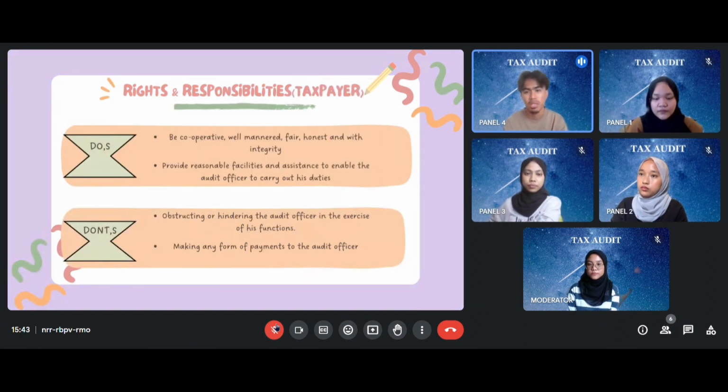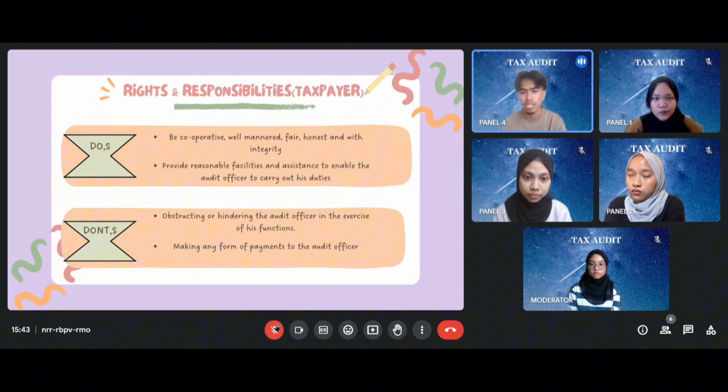Next, the right and responsibilities for taxpayer. First one, taxpayer must be cooperative, well-mannered, fair, honest, and with integrity. This involves providing information and assistance willingly, being fair in all dealings, and maintaining honest attitude and integrity throughout the audit process. Second, taxpayer must provide reasonable facilities and assistance to enable the audit officer to carry on his duties. This may include providing access to relevant document, information, and any other resources necessary for the audit. Creating an environment conducive to the audit process helps ensure accuracy and efficiency.